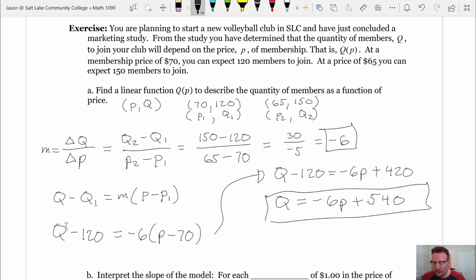So what this function does is, what does it say? It relates the quantity of members we expect to join as a function of price. Now, as price increases, what do we expect? We expect the number of people to join to decrease as well. And that's exactly what happens because we have a negative slope. Okay.